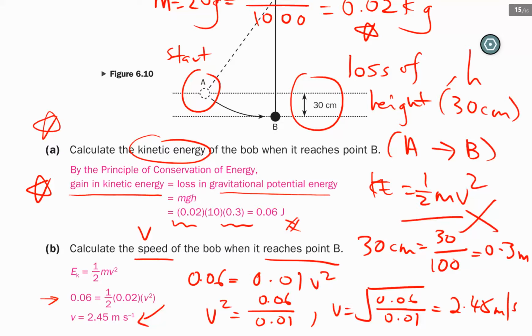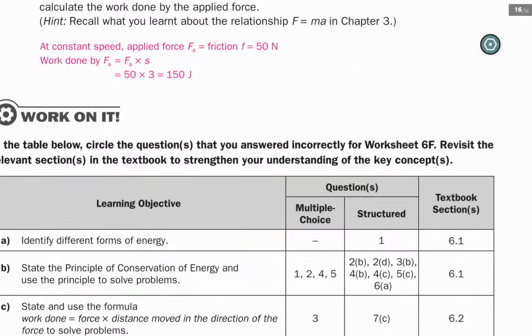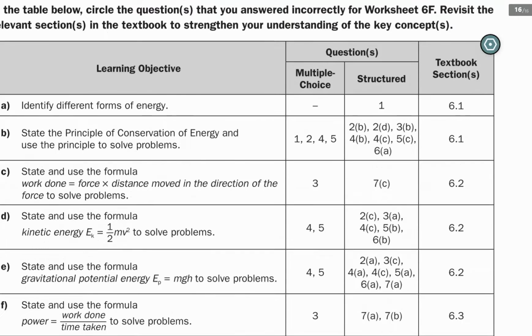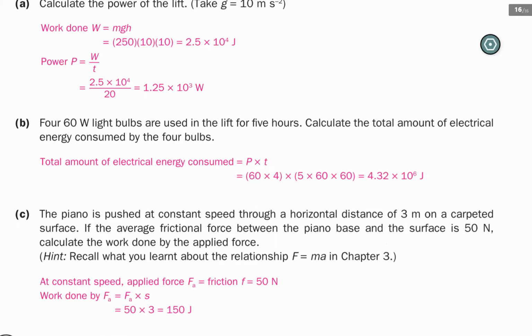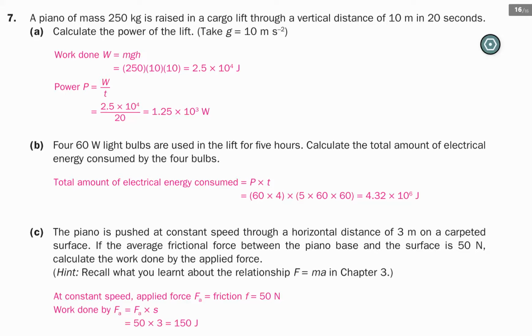So do copy down this step. How do you solve from v squared to v? So remember, you need the final step, which is square root, to find your v. So do pause and copy down this step in your workbook. Okay, let us now move on to the last question that we want to go through for today.